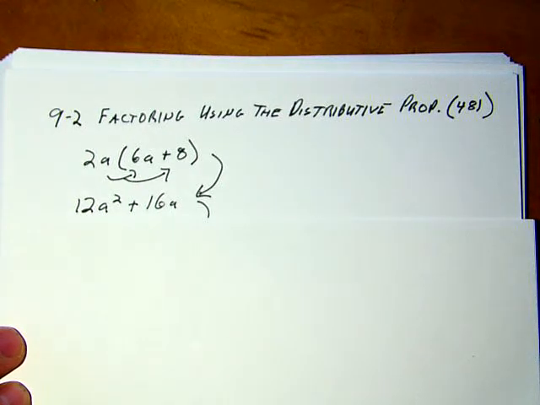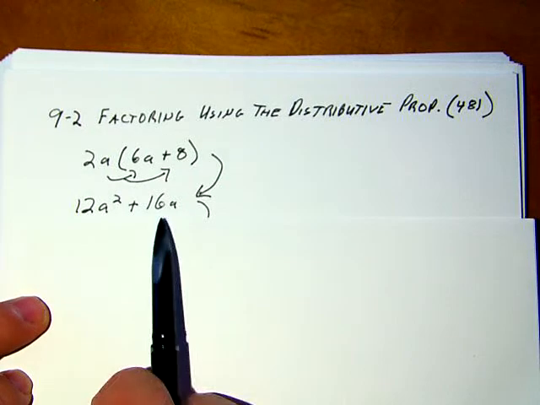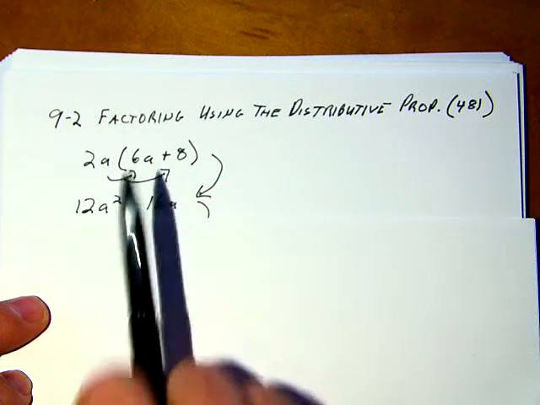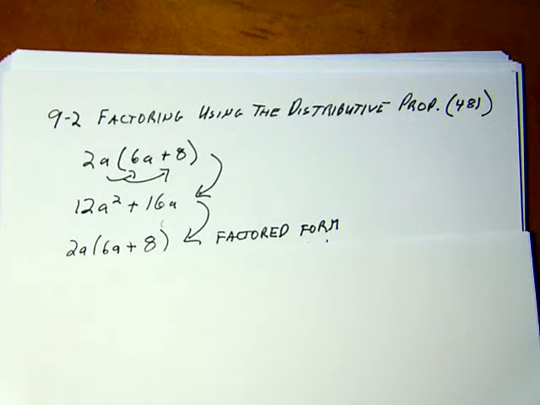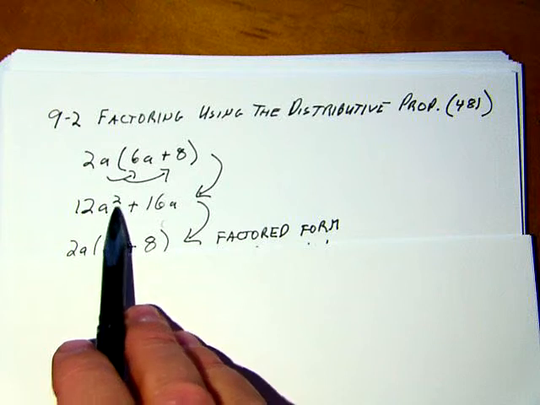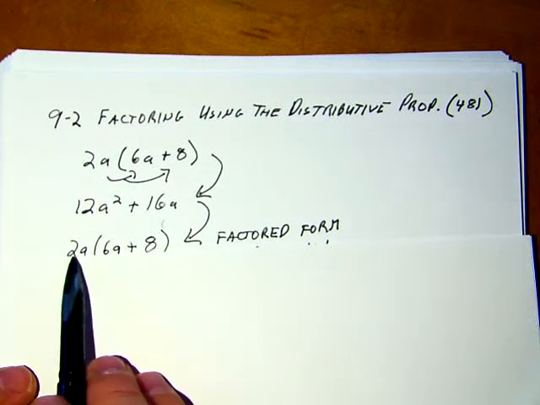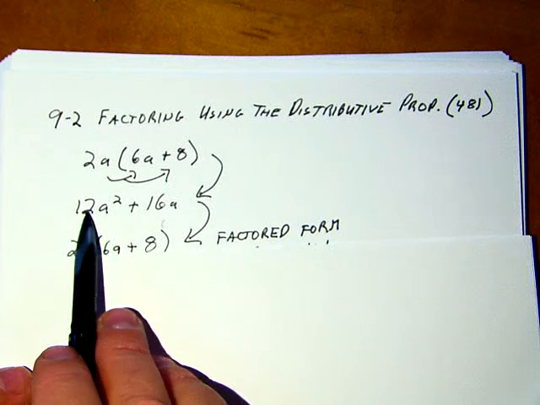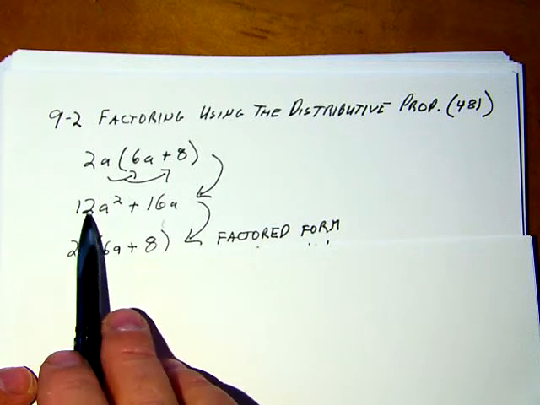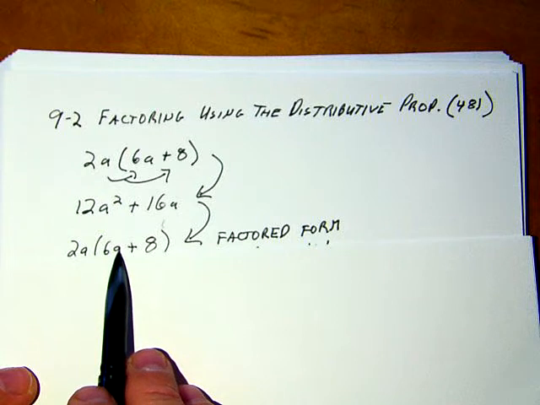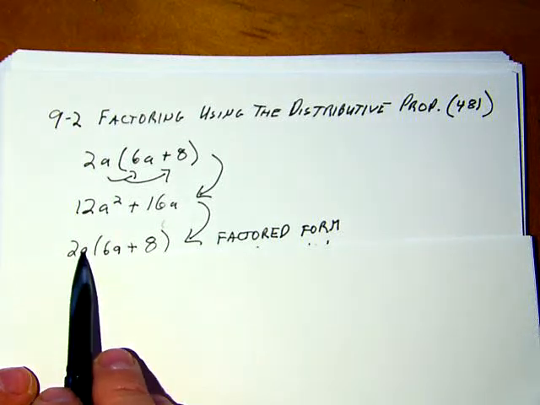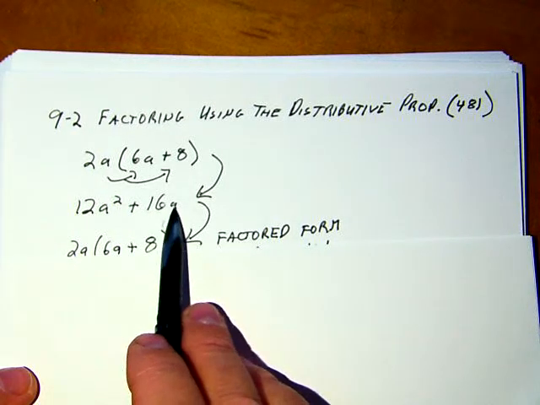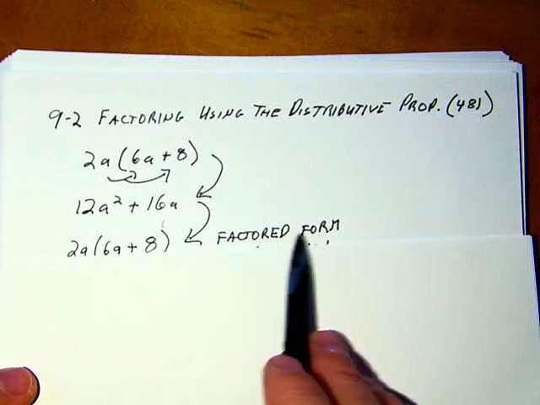And then factoring is the act of taking it from that answer back to the original factors that made up the multiplication problem. So in this example, when we move from 12a squared plus 16a, we can pull a 2a out of there. We can pull a 2 and an a out of both of those. When we pull the 2a out, we get 6a, because 12 divided by 2 is 6, and a squared divided by a is just a, and then from 16, pulling a 2a out, you get 8. And that's called the factored form.